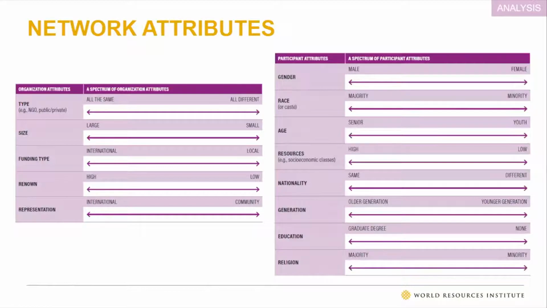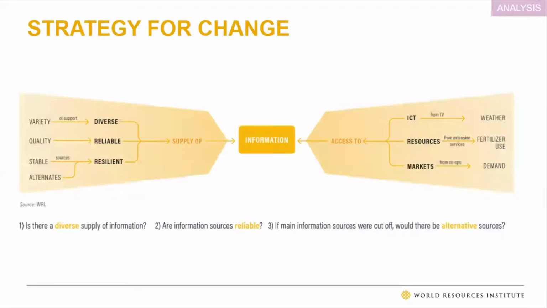You also have participant attributes. And these are things that maybe sound common, but it's still important to really measure them and analyze them. We have things like gender, race or caste, age, resources, nationality, generation, education, and religion. And we're not saying that you have to measure these for each workshop, but to really think about how you're addressing these while you're doing your social network analysis activities. Now we think of the strategy for change. So this is just one example that we've given for information, because once you have this network and you've analyzed it, you need to think about where to take it from here. So we've asked these questions of, is there a diverse supply of information?